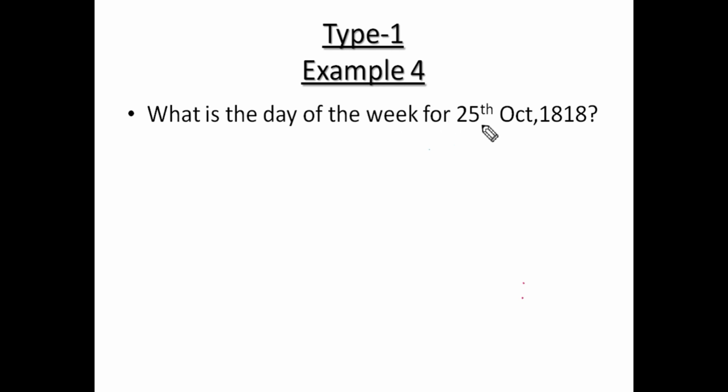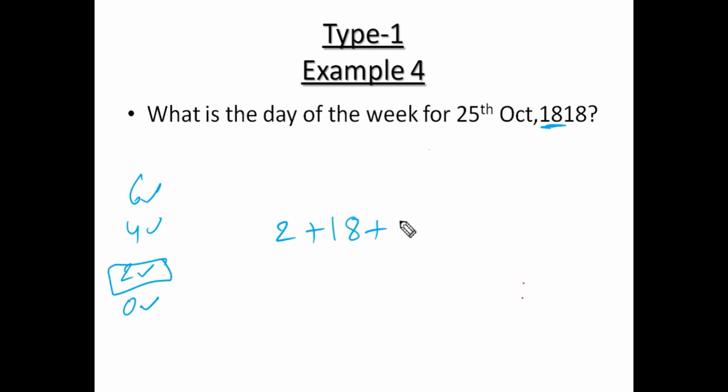Yeah. Next example. What is the day of the week for 25th October 1818? So what is the century here? 18th century. What is the code for the 18th century? 19th century is 0. Before the 19th century it is the 18th century. Before 0 it is 2. The sequence is 6, 4, 2, 0. This is 19. Before 19, 18, 17, 16. This is the code for the 18th century, 2. How many years in that century? 18 years. How many leap years are there? 4 leap years.